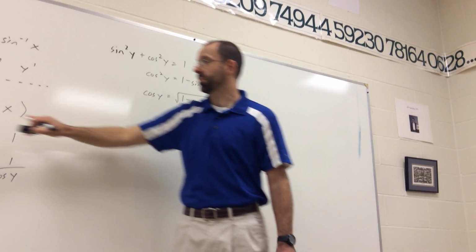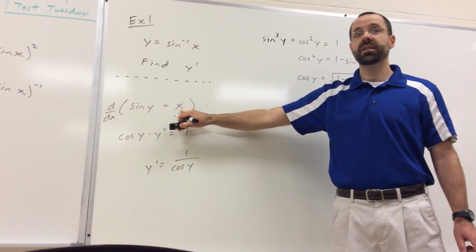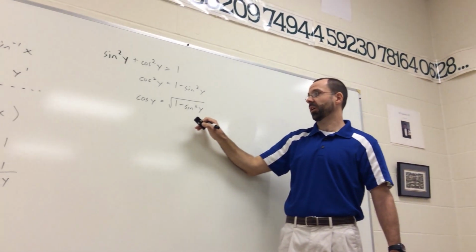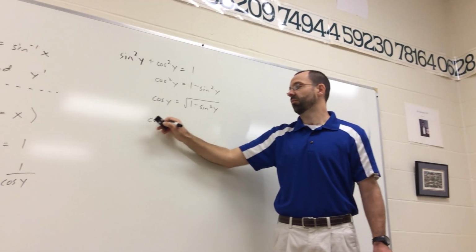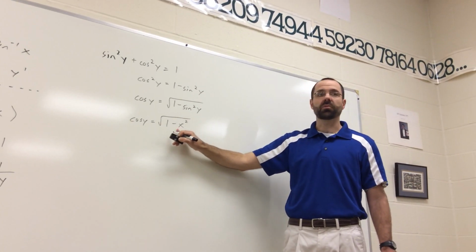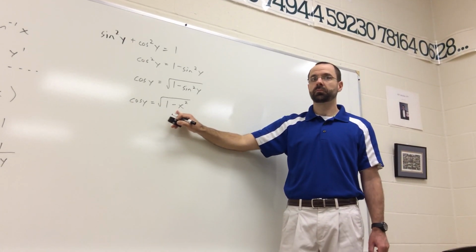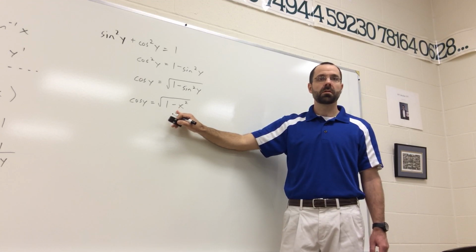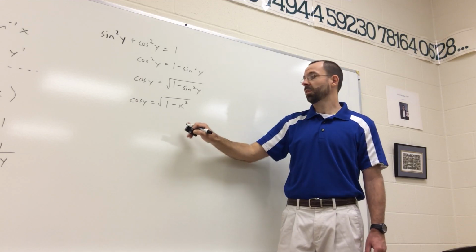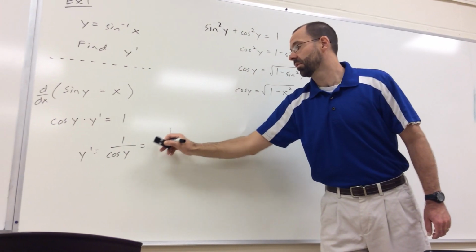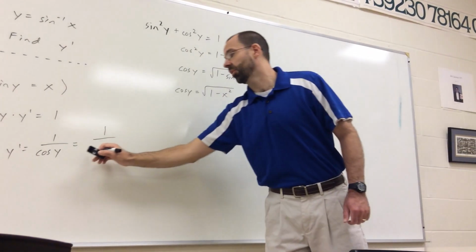And then back here, the sine of y is x. So if I have the sine of y squared, that's x squared. So the cosine of y is the square root of 1 minus x squared. Okay, so then I can replace cosine of y with this, the square root of 1 minus x squared.